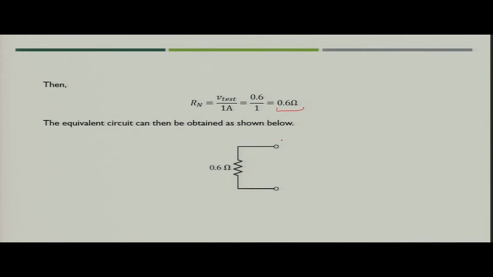So, the Norton's equivalent of the circuit which is given in the example would be simply 0.6 ohm without any current source. So, that means In will be 0 in this case.